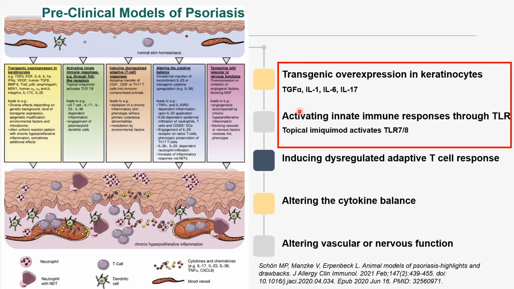The innate immune system response is activated through toll-like receptors, or TLRs. Topical application of imiquimod results in induction of TLR 7 and 8, which results in dysregulation of the adaptive T cell response and altering the cytokine balance, and then altering the vasculature or nervous function.